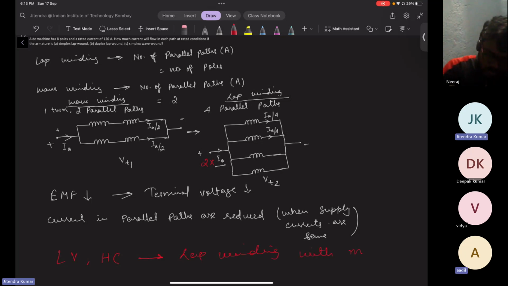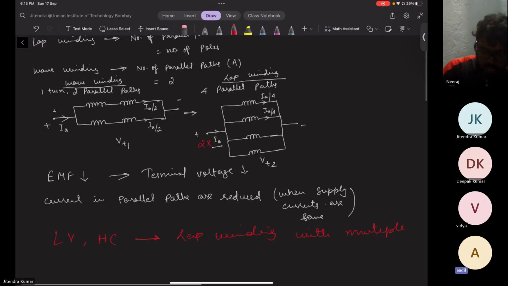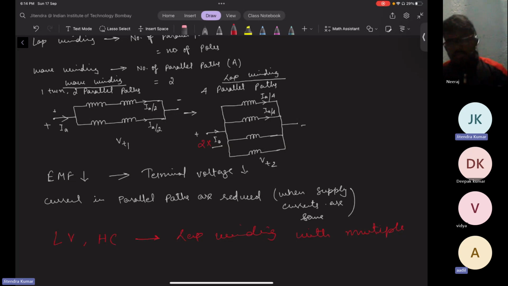Sir, I have a doubt. Go ahead, please ask. Sir, how did you reach the equivalent circuit of that wave winding with the two coils in a path? Your voice broke down. Sir, how did you draw that wave winding's equivalent diagram with the two coils in two conductors in one line? Okay, can you explain that again?